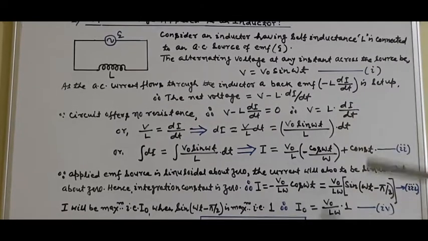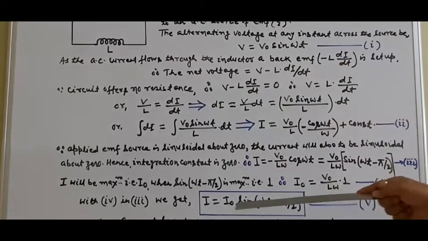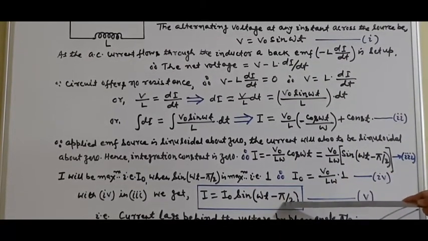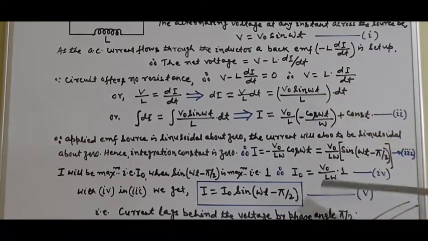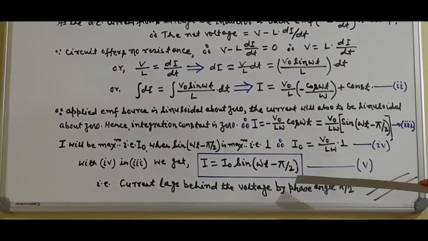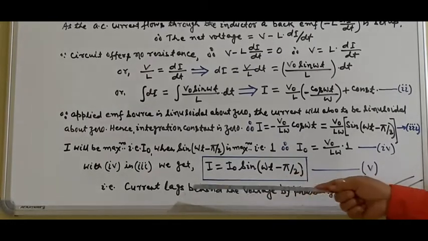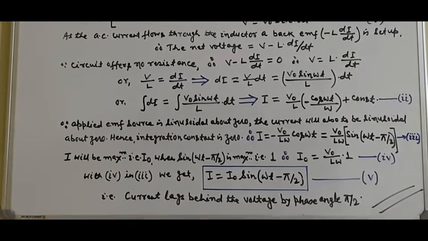Now compare this equation 5 with equation number 1. Here V is equal to V naught sin omega t, and here I is equal to I naught sin omega t minus pi by 2. Minus pi by 2 means we can conclude, comparing 1 and 5, that the current lags behind the voltage by angle pi by 2. So I mentioned over here that the current lags behind the voltage by phase angle pi by 2.